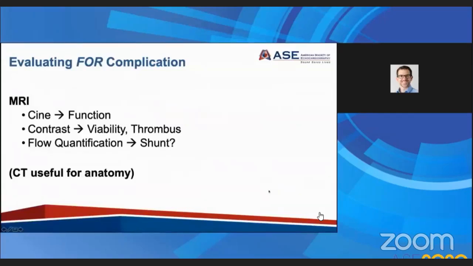So MRI, we can use it for really three main functions in these cases. We can do cine imaging to evaluate the myocardial function or the left ventricular function. We can give contrast to assess tissue characteristics like viability, look for thrombus. And finally, we can do flow quantification, looking for shunts or confirming the presence or absence of a shunt. Next.